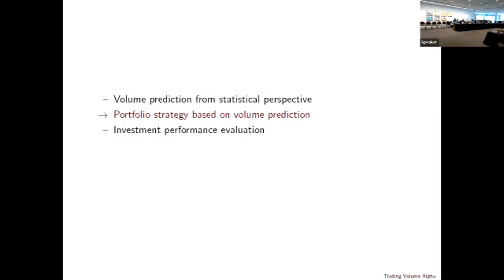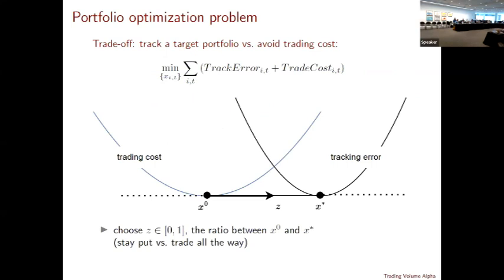Okay, now that's all well and good, right? We can predict volume, but what does it matter? How do we quantify this in terms of economics? So what we're going to do is build a really simple model here where we're going to trade off the cost of trading, which is exactly what it sounds like, versus the opportunity cost of not trading.